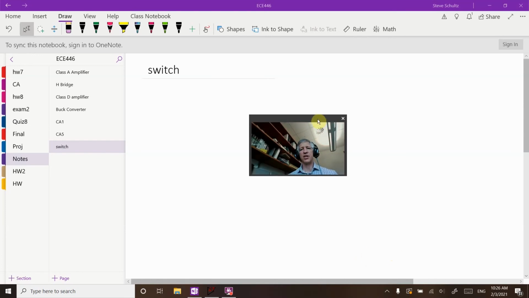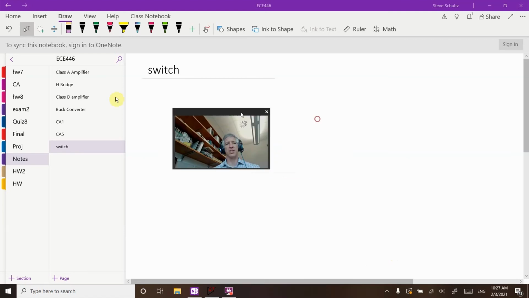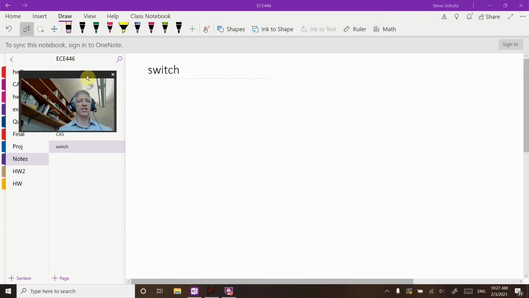Hello. So we're going to talk a little bit about switches and primarily about electronic switches. In order to understand this, the first thing we have to do is look at an ideal switch, which would be kind of like a mechanical switch.